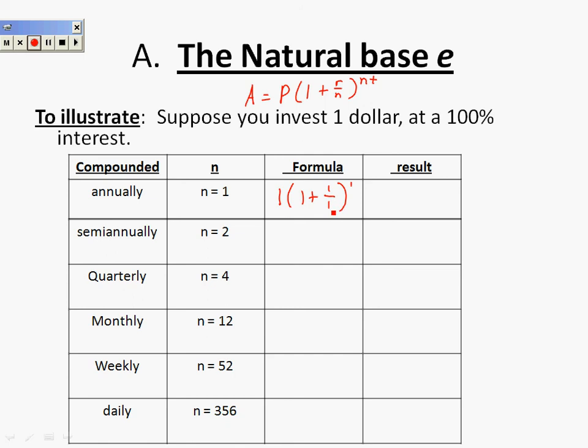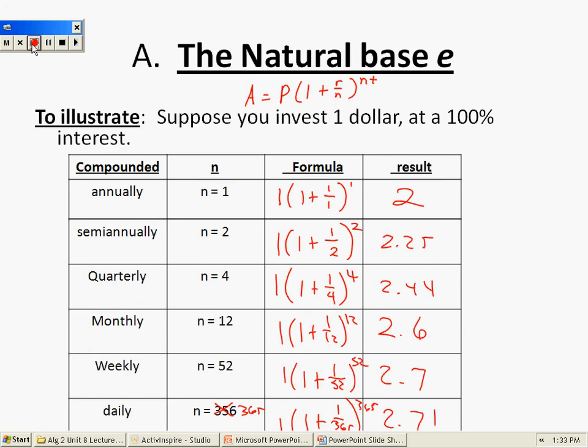So I'm just going to do my calculations. 1 plus 1 over 1 is 2. 2 to the first power is 2. Times 1 is 2. So my result is 2. I'm going to get you started on the second one, and I'll let you calculate it. Once again, we're at $1. My rate is still 100%. The only thing that's changing is the n. Since it's semi-annual, it's going to be 2. I'm going to let you continue on this table chart and fill it in. I'm going to give you about 5 minutes, and then I'm going to call on you. We're going to talk about our results.